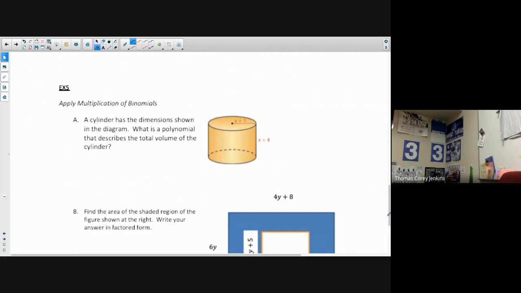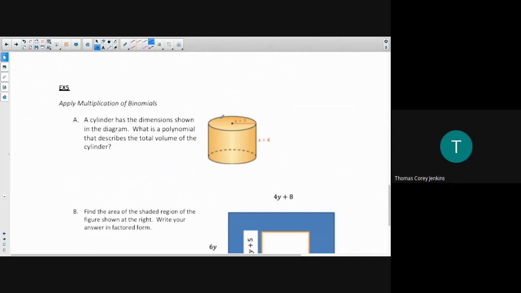Let's look at it. So this says a cylinder has the dimensions shown in the diagram. What is a polynomial that describes the total volume of the cylinder, right? So volume of a cylinder. This is one from the past. It is going to be basically the area of the base, which is a circular base, right? So that's going to be pi times radius squared.